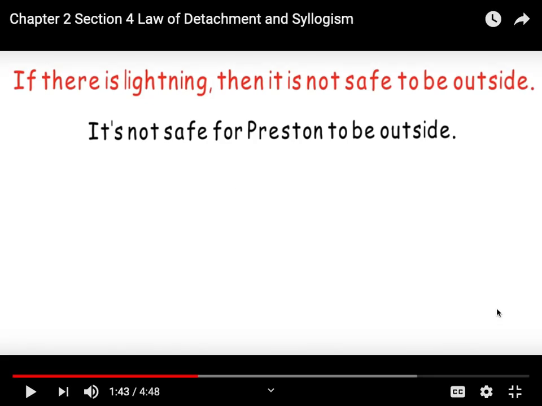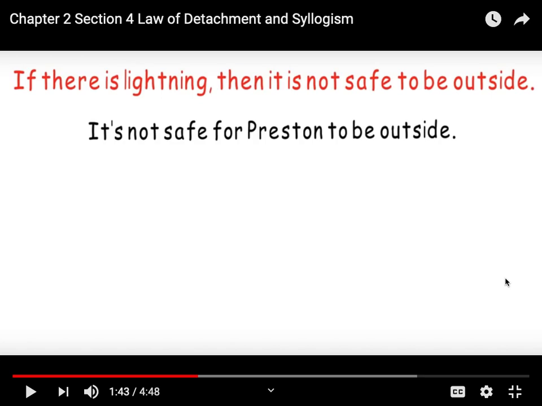So now we're given the same conditional. Instead of saying that there's lightning, we're now saying the conclusion is true. It's not safe for him to be outside. What do we think we know from this? We know it's not safe to be outside. We're given that. Do we know if there's lightning? No. Could there be lightning? Yes, sure, but do we know there is? No. Is that the only reason it'd be unsafe for him to be outside? Nope, there could be a tornado, a tsunami, other natural disasters.